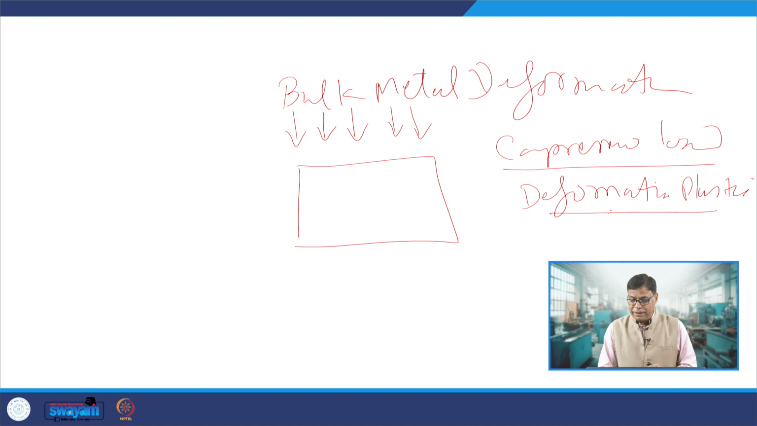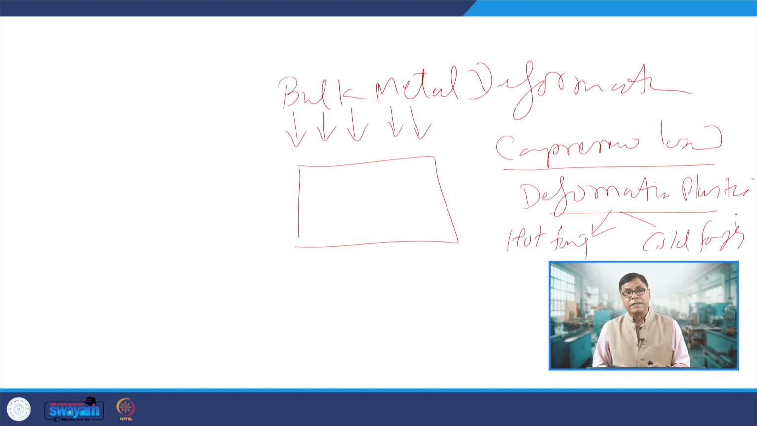Now, depending upon the condition, if it is above the recrystallization temperature, we term it hot forging, and if it is under ambient condition, then we say it is cold forging. Since at high temperature the material shows lower yield strength and greater ductility, it will require a lesser compressive load to cause the plastic deformation.